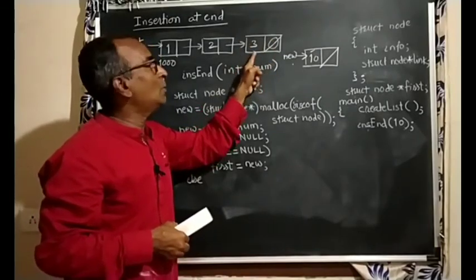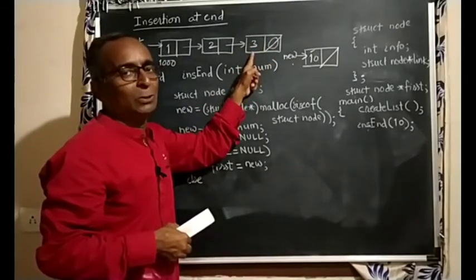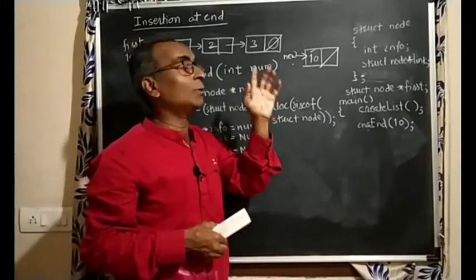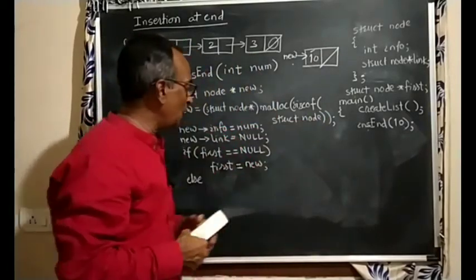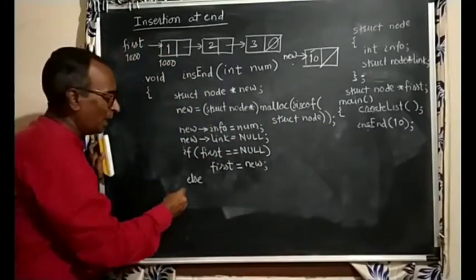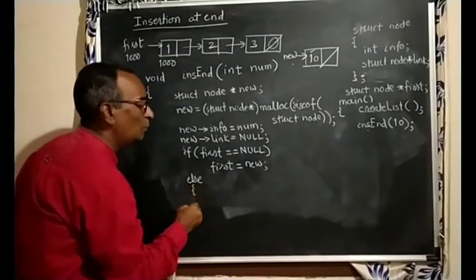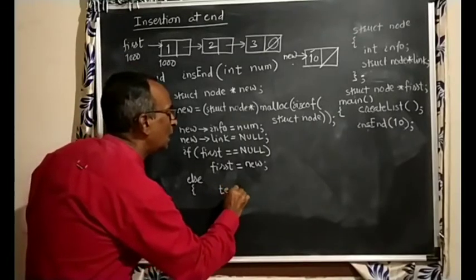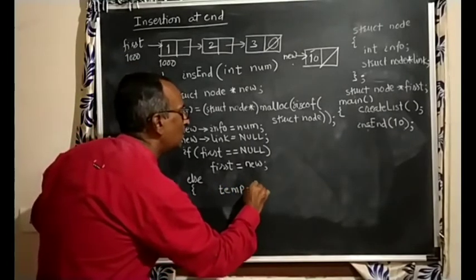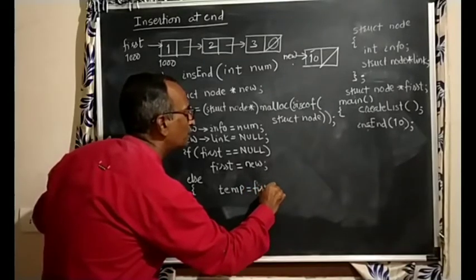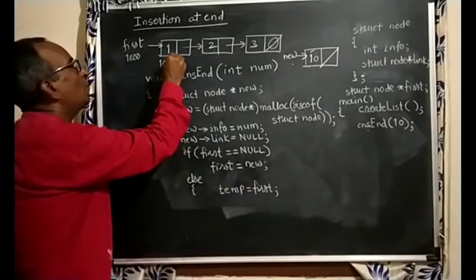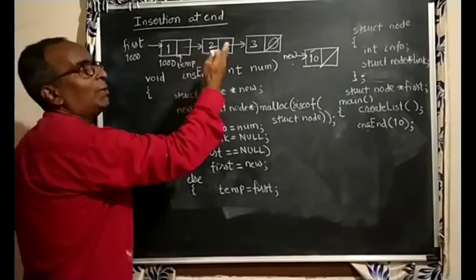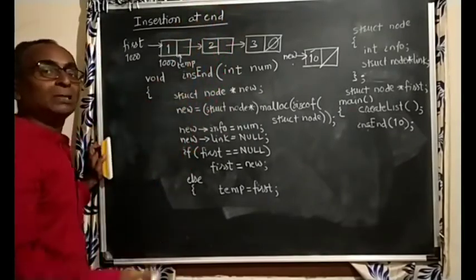Why? Because I don't know the address of this node. So you have to get the address of the last node. How to get the address of the last node? In the else part, we'll get the address of the last node. How have we done that? First, temp is given first. So temp will point here to the first node. And temp will be moving until you get the last node.